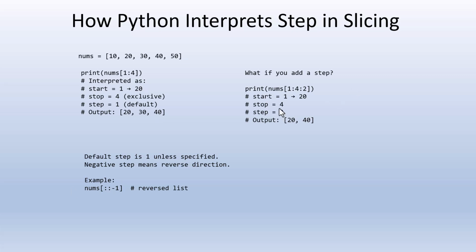And what if you add a step? Nums 1, 4, 2, starting point is 1 at 20, stop is 4, step is 2, so 20 and 40. Default step is 1 unless specified. Negative step means reverse direction.